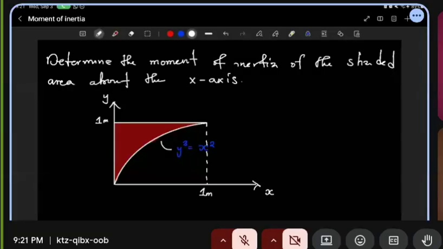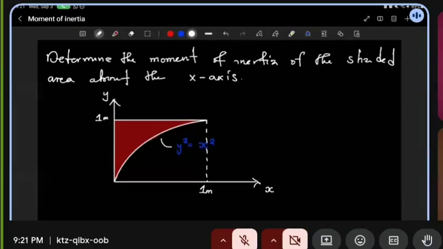Okay, so we have this problem. We want to determine the moment of inertia of the shaded area about the x-axis. So how do we get the moment of inertia?